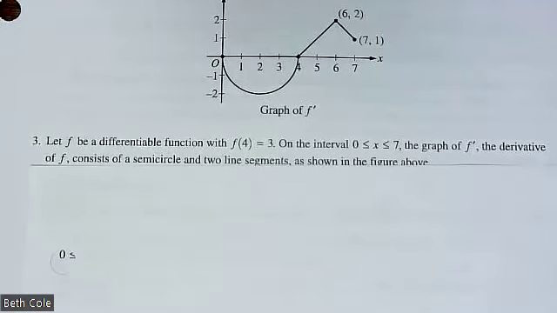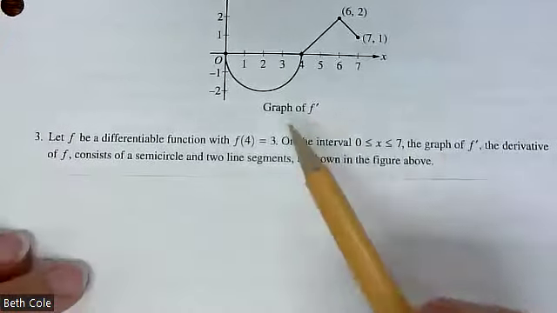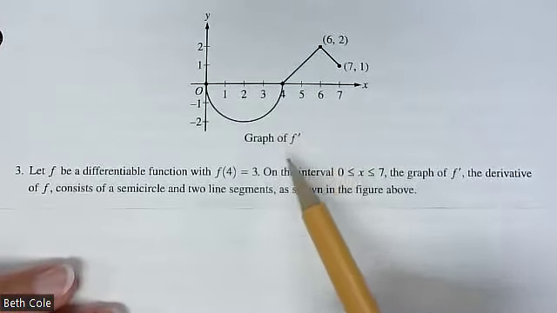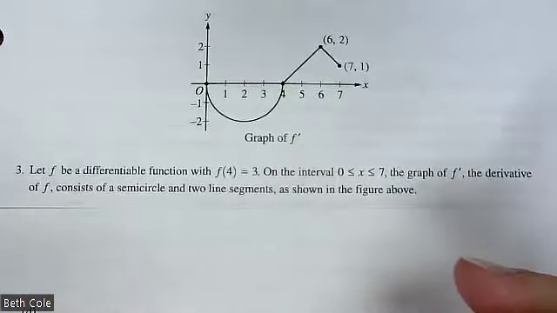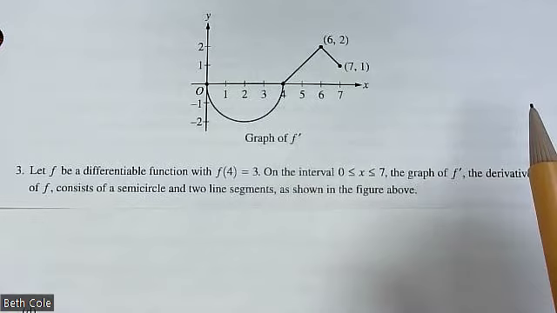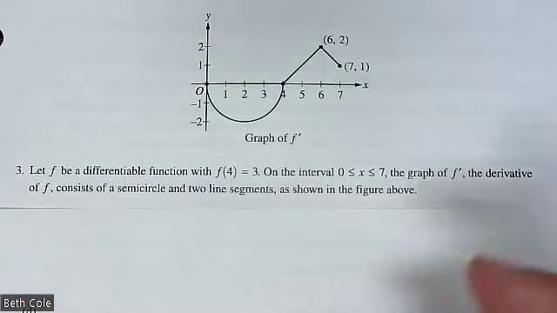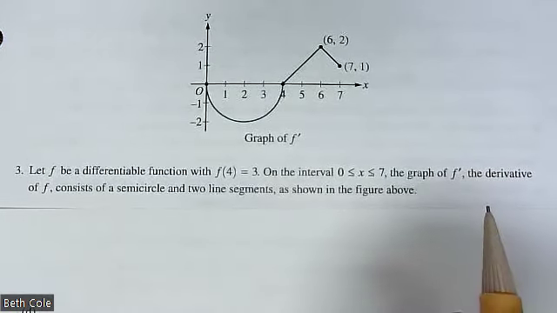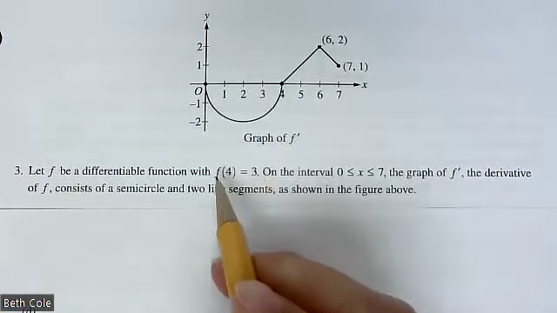All right, so 1 and 2 are calculators, 3, 4, 5, and 6 are non-calculators. So let's read this one, see what they gave us. This is the graph of f prime, and typically that is what they give you. Are you already thinking sticky note? That's going to be on here somewhere. Like that is typically when they give you the graph of the derivative, that's going to probably be on here somewhere. They also give you an initial condition.